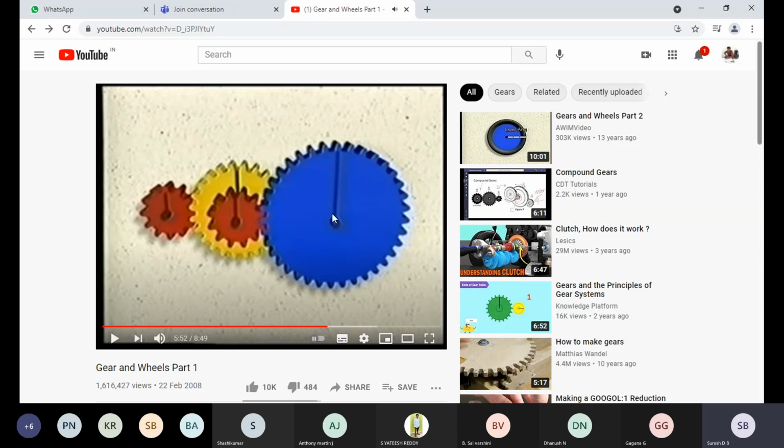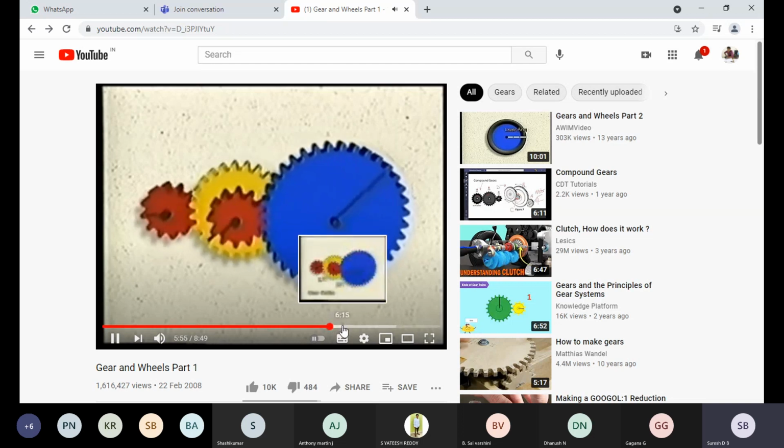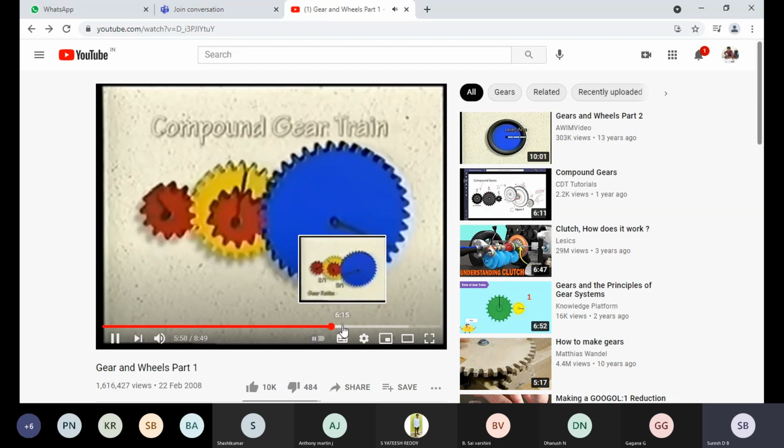See here, these two gear trains are different. This one is a simple gear train, and this one is also a simple gear train. Then this simple gear train is converted to a compound gear train. How? The smaller gear is connected to the yellow gear's shaft, so both are on a single shaft. That is converted to a compound gear train. Depending upon the application, you can change the mechanism.